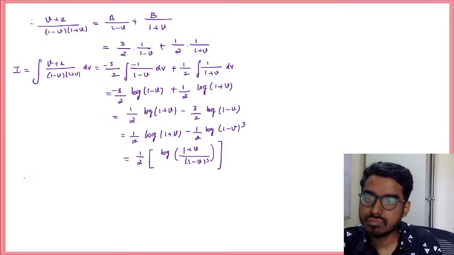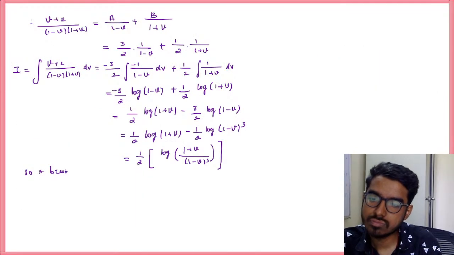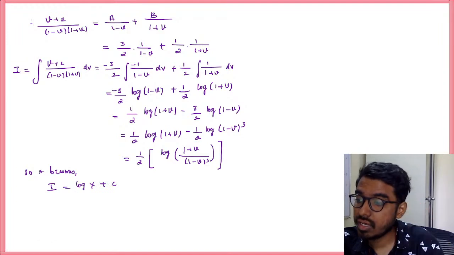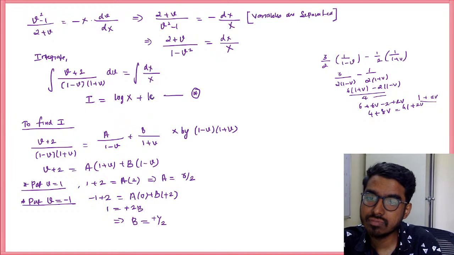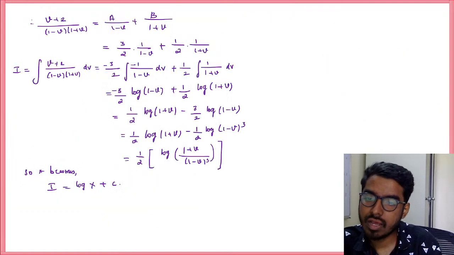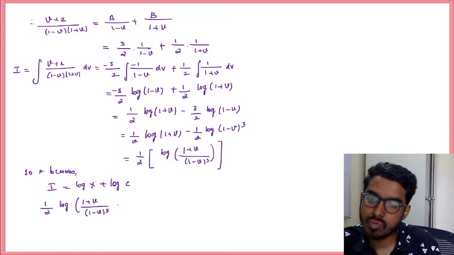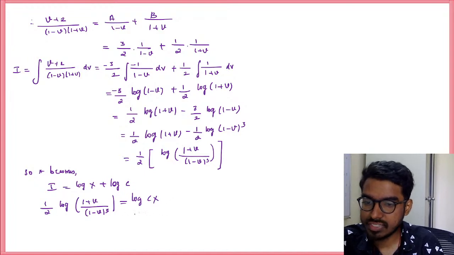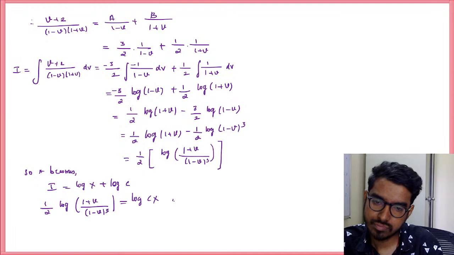So star becomes, I is equal to log x plus c, right? Let us call this c as log c. This will be log x plus log c. I is 1 by 2 log 1 plus b divided by 1 minus b whole cube. It will be log a plus log b is log cx. So multiply this 2 to that side. That's it, right?